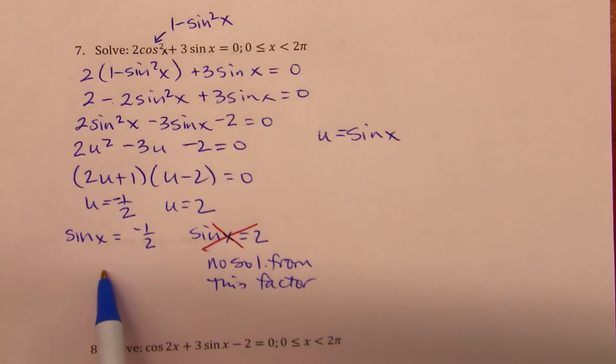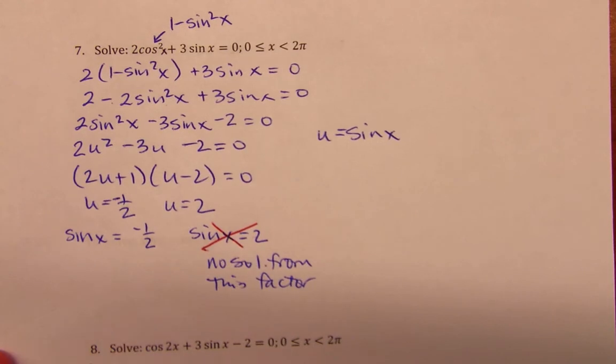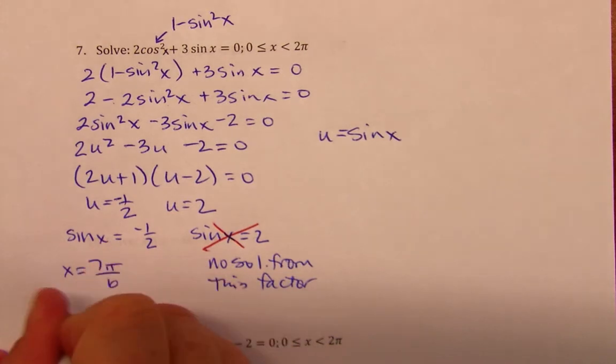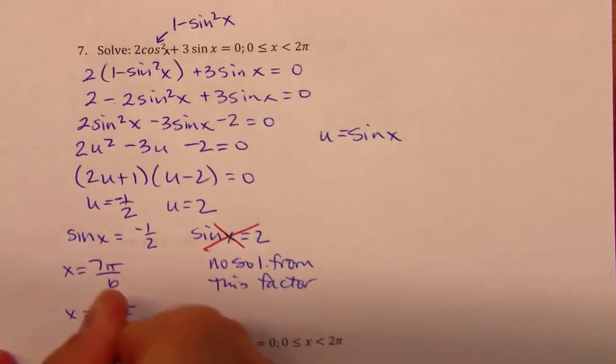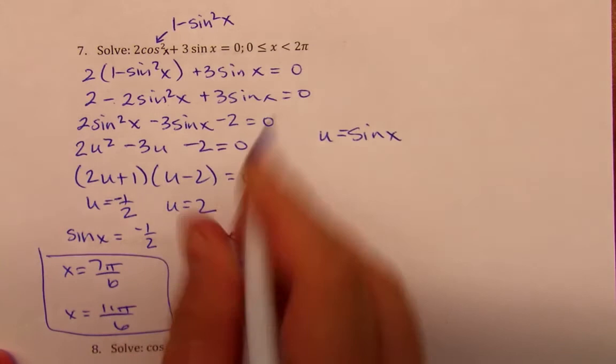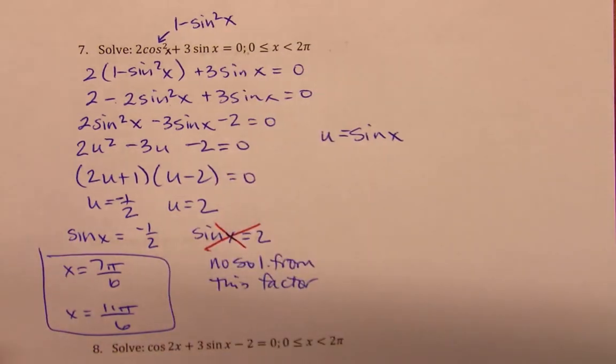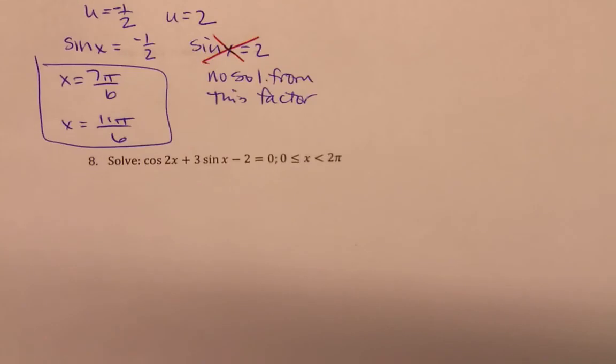Now, sine x equals negative 1/2, and that happens at x equals 7 pi over 6 and at x equals 11 pi over 6. And we're talking about just from 0 to 2 pi. So that's our solution. Let's move on to the next one.